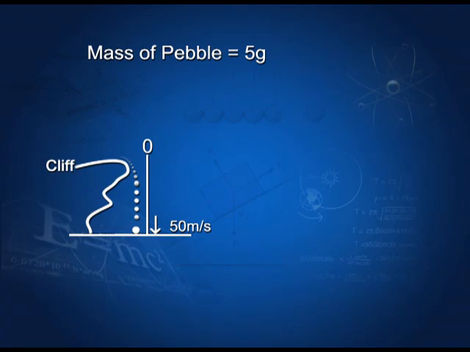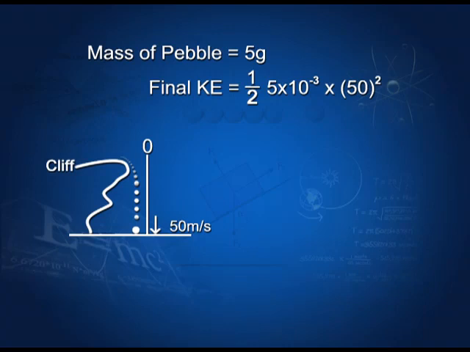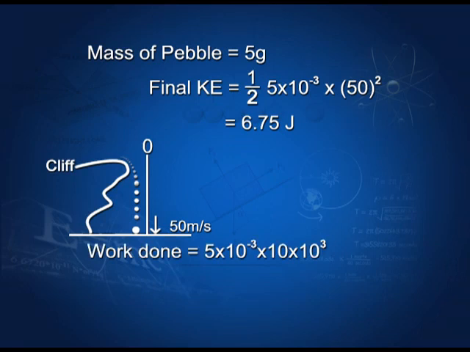So, if it drops from rest, its initial kinetic energy is going to be 0, and say it strikes the ground at a speed of 50 meters per second, then its final kinetic energy is known to us, which is going to be half mass, which we will need to convert into kilograms. So, 10 raised to the power minus 3 multiplied by 50 squared. This value of kinetic energy, if you calculate, will come out to be equal to 6.75 joules.